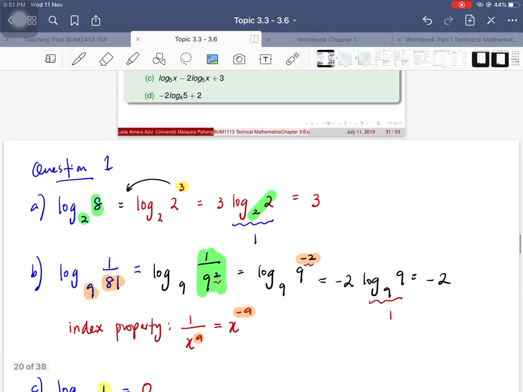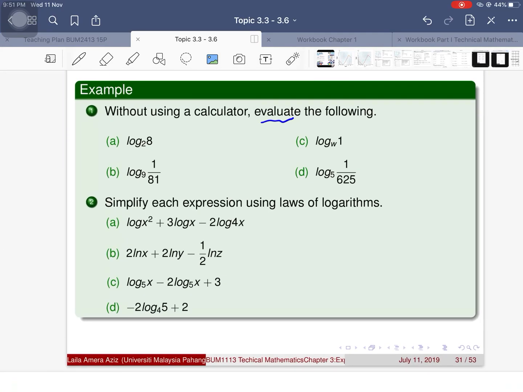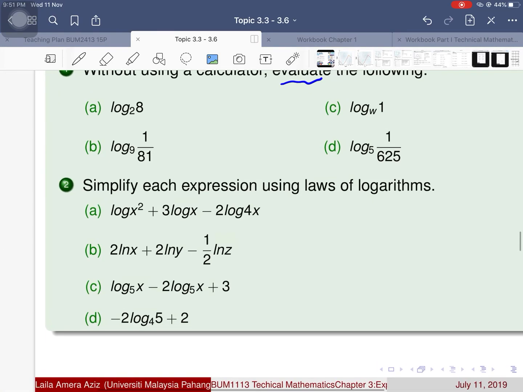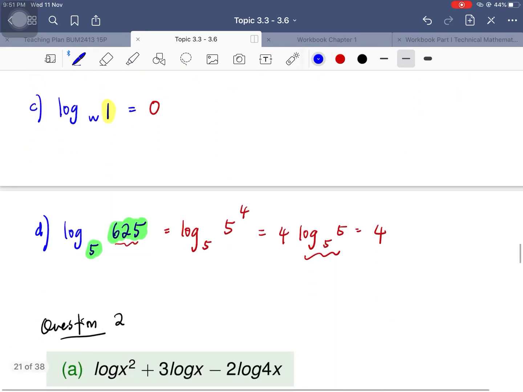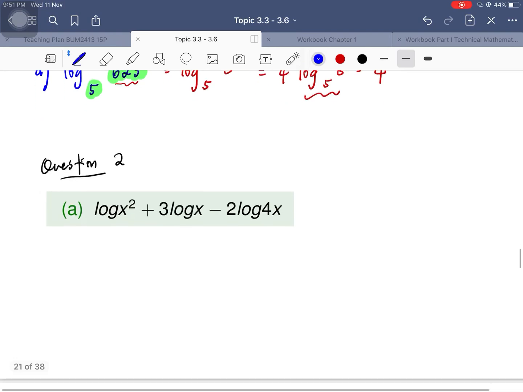For question number 2, it asks you to simplify each expression. When you say simplify, what does it mean? Instead of having 1, 2, 3 logarithms separately, you have to put them together. Instead of having 3 logs, there will be only 1 log. That is expected from the simplifying operation.